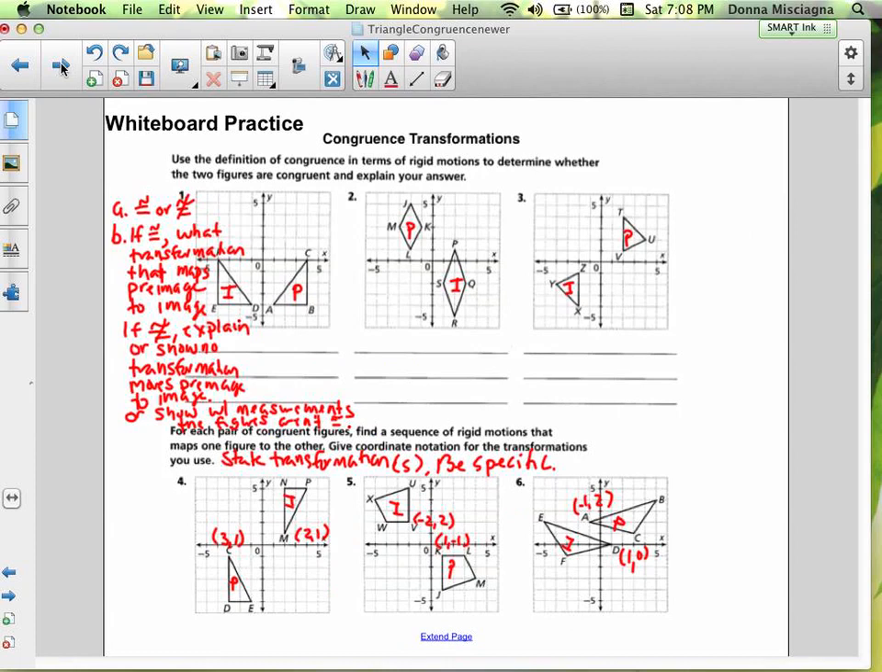What does that mean? It means part A, first of all, tell me if they're congruent or not congruent. You can write it in just like we did over here.